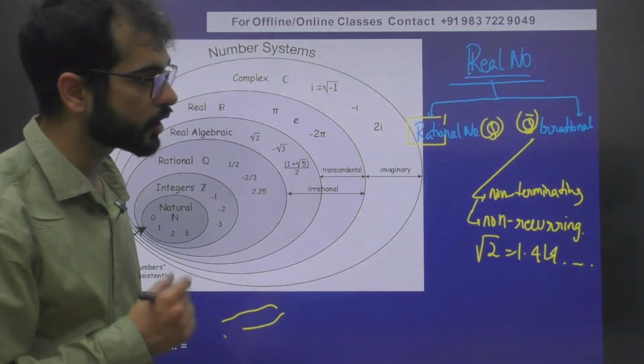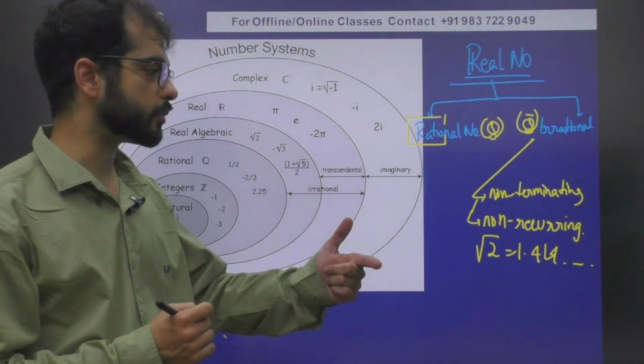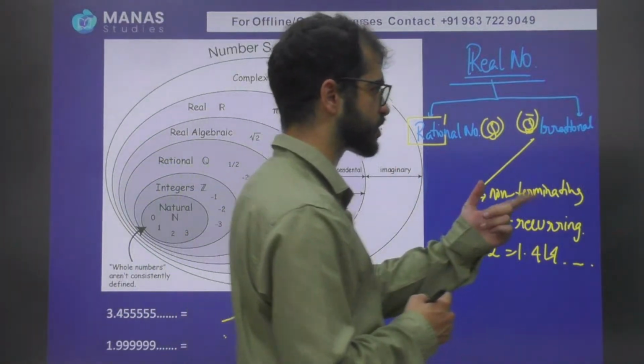The numbers are not going to repeat themselves, the numbers are not going to terminate. In that case, we call it an irrational number.